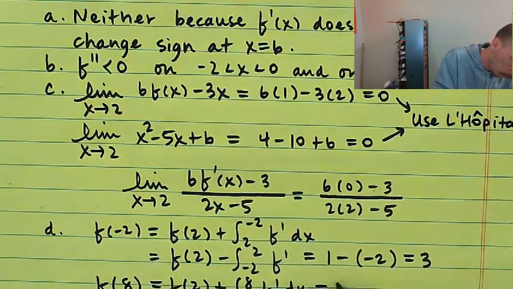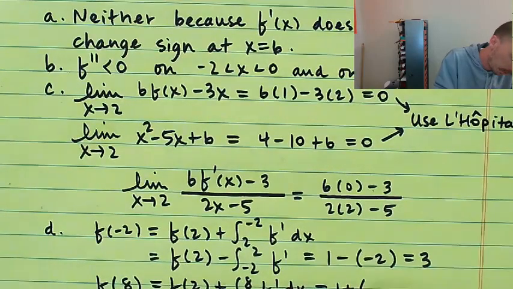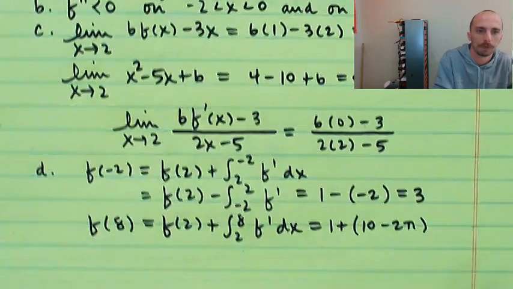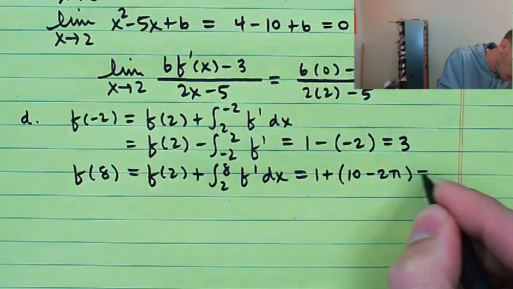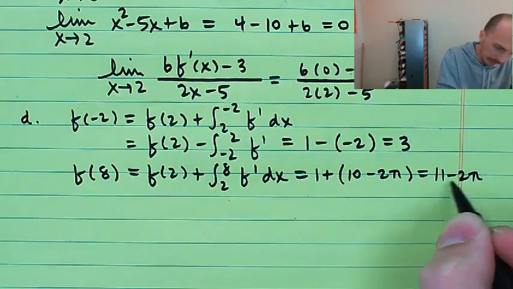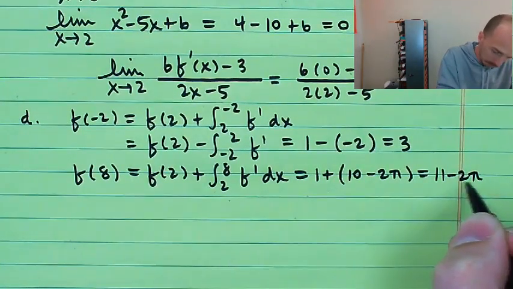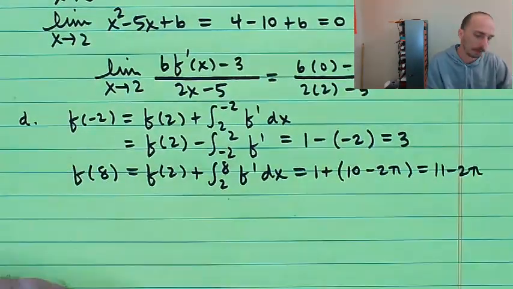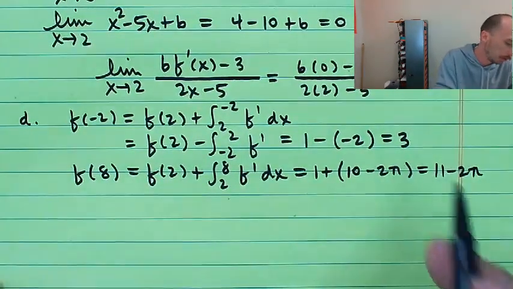So f of 2 is 1, plus the integral we determined was 10 minus 2 pi. And whoops, it was not fully in view. So I'm going to call that 11 minus 2 pi, which would be like 11 minus 6 is 5, a little bit less than 5, bigger than 3. And did they ask for the maximum? Or they asked for the minimum, okay, so we can tell that that's bigger than 3.